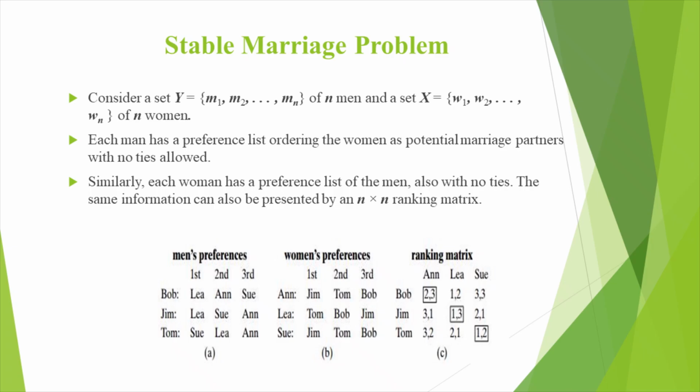So the image shows the execution of the stable marriage algorithm through a series of steps helping to match 3 men, Bob, Jim and Tom, with 3 women, Anne, Lee and Sue, based on their preference lists. The goal of the algorithm is to find a stable matching where no 2 individuals would prefer each other over their current partners. So let's see how the algorithm works step by step in the following diagram.